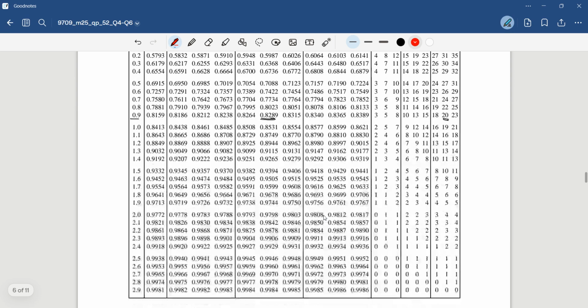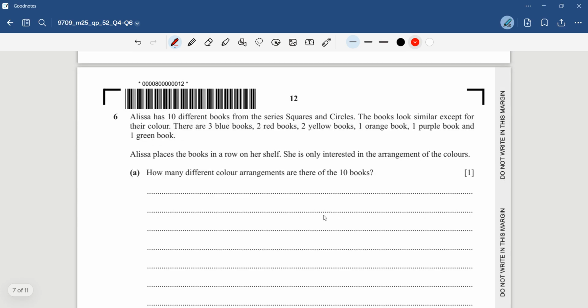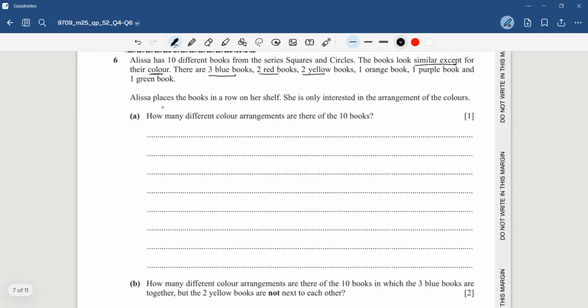Okay, and then the last question here. Elisa has 10 different books from the series Square Circle. The books look similar except for their colors. So if I say three blue books, it means three books are identical. Three blue books are identical. Two red books are identical. Two yellow books are identical. So Elisa placed her books in a row on a shelf. She is only interested in arranging the colors. How many different arrangements are there of 10?